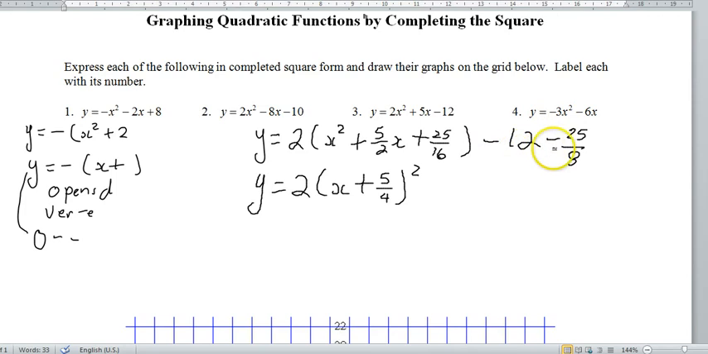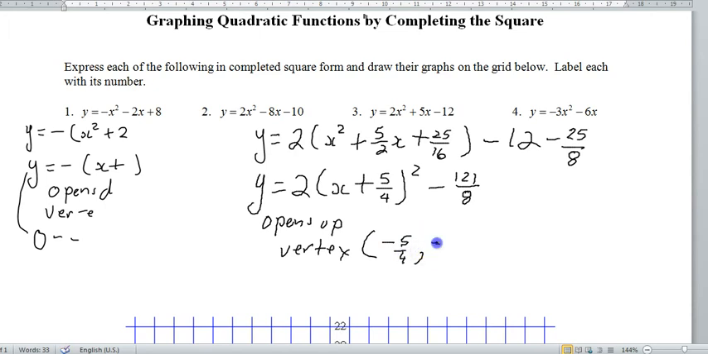Combining these two, we have 96 over 8 minus 25, 96, 106, 116, minus 121 over 8. And so we have opening up, opens up, vertex negative 5 fourths, negative 121 over 8, y-intercept of negative 12.